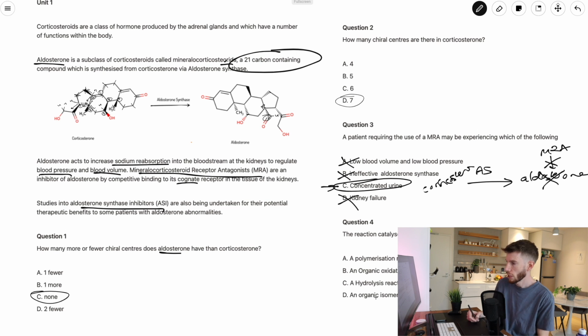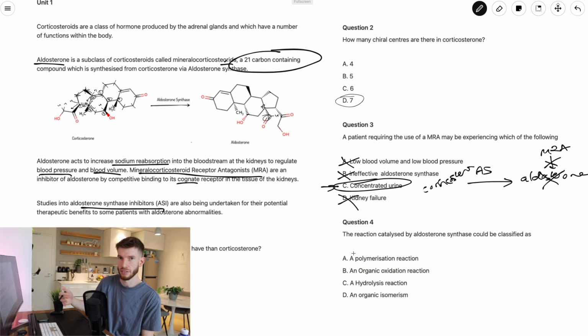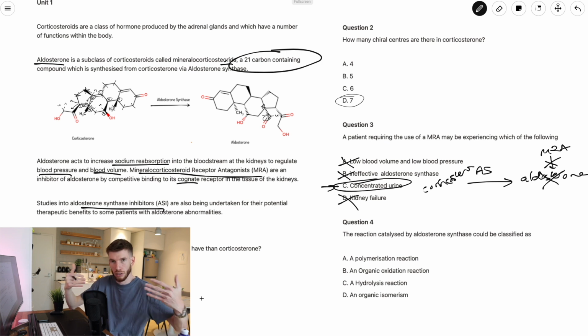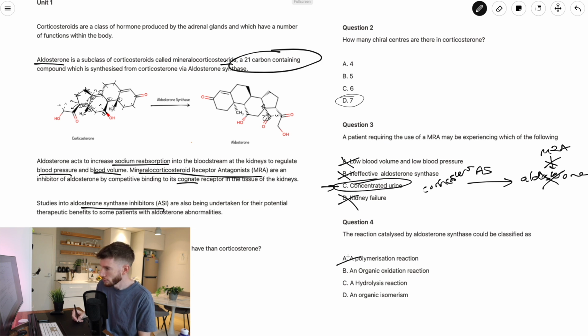So we've got different types of organic or chemical reactions. First of all, a polymerization reaction already doesn't seem right, because that's where you're gluing two alkyl groups or two organic compounds together and then forming a polymer, right? Poly meaning many, mer meaning parts or units, so many parts, many units. That's not really what's happening here. We're just altering an existing structure. So that one doesn't look very good.